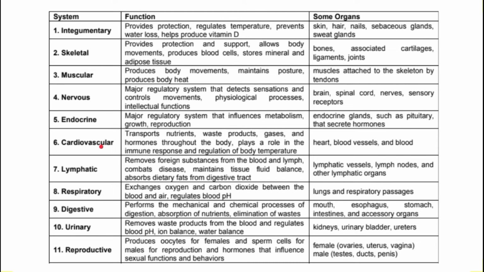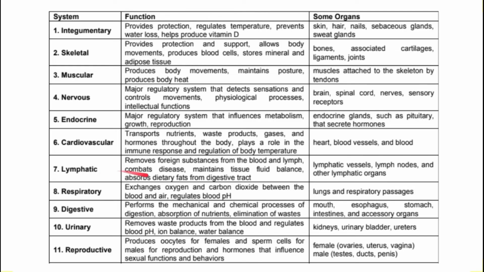Number 6 is the cardiovascular system. Cardio pertains to heart. Vascular means blood vessels. So the cardiovascular system transports nutrients, waste products, gases, and hormones throughout the body. This plays a role in the immune response and regulation of body temperature even. So some organs here, we have the heart, blood vessels, and blood. Next po natin here, we have your lymphatic system. Lymphatic system will remove foreign substances from the blood and lymph, will combat diseases and maintain tissue fluid balance as well as absorb dietary fats from the digestive tract.